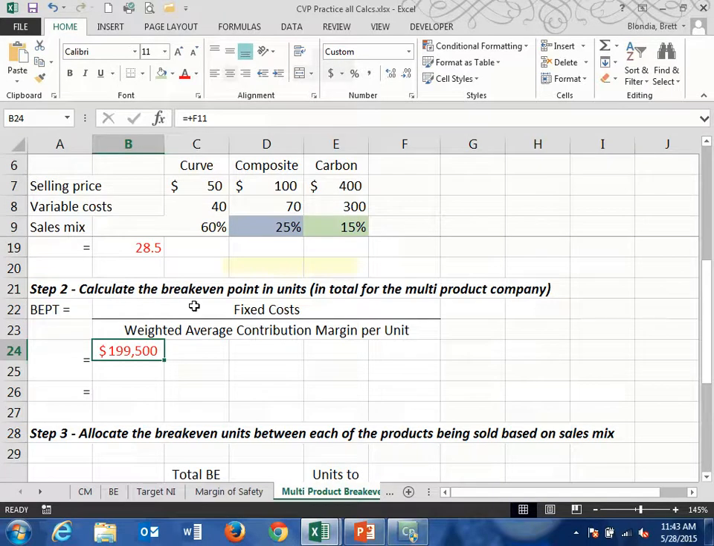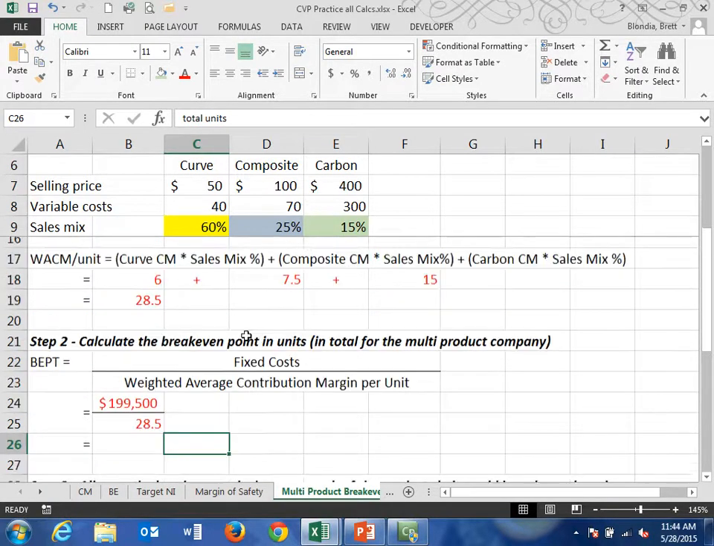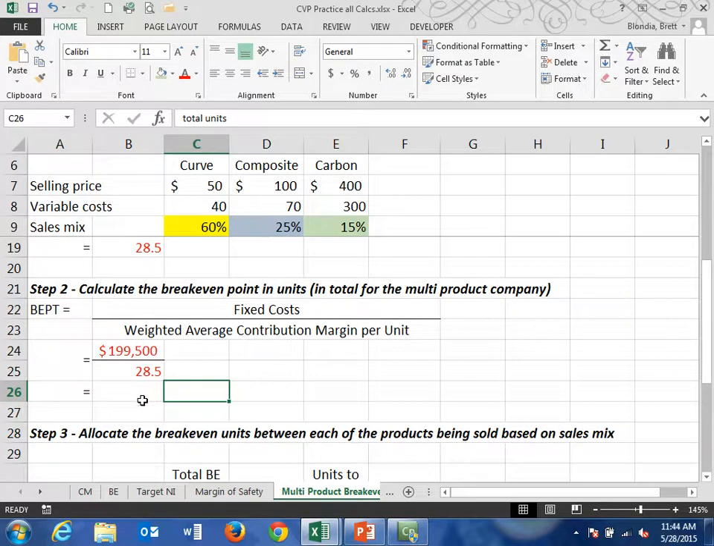Sorry about that. I take the $199,500 and I divide it by this weighted average contribution margin that we just calculated, which was $28.50 per unit, right? So if I take $199,500 and divide it by $28.50 per unit, that means that to break even, I need to sell 7,000 total units. That is the total number of all the curve, carbon, and composite sticks added together. Okay?